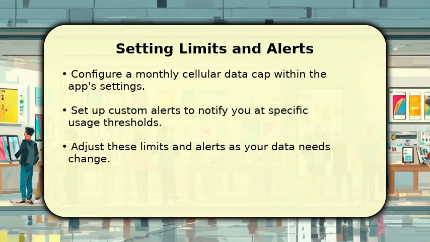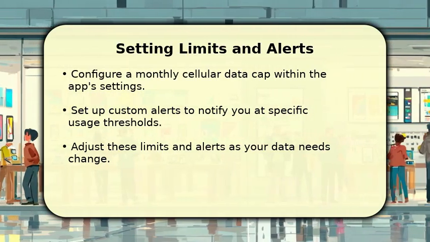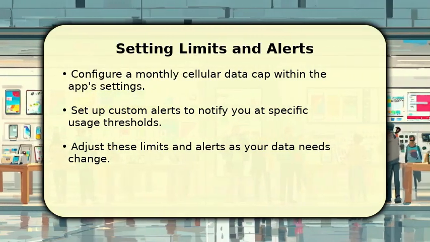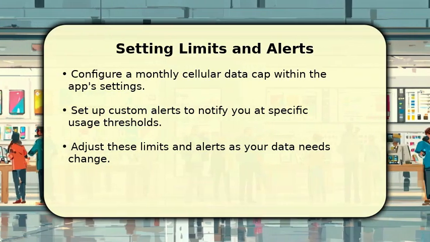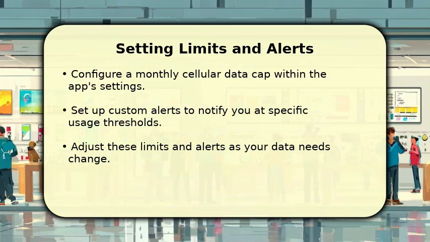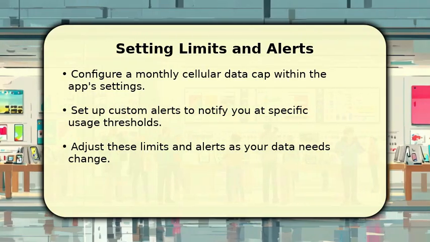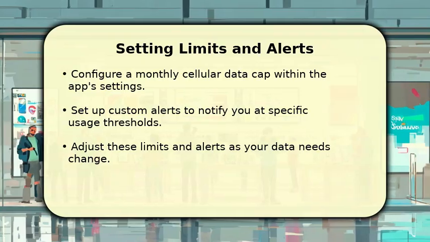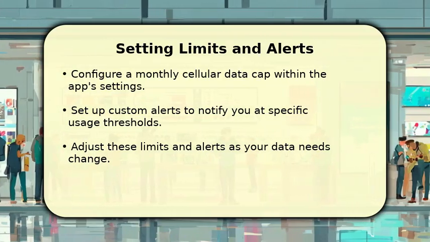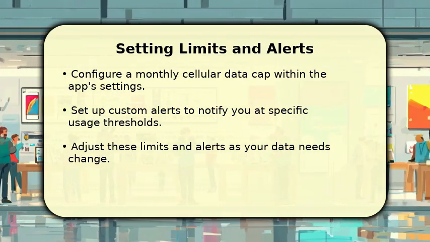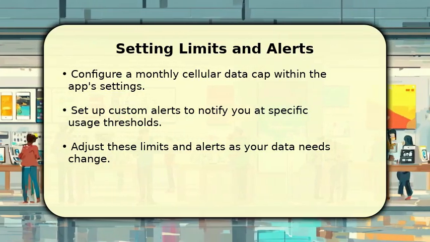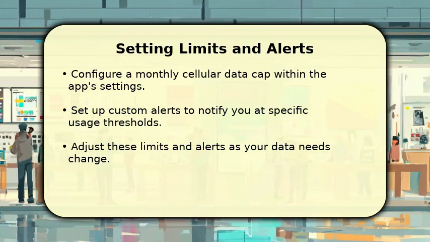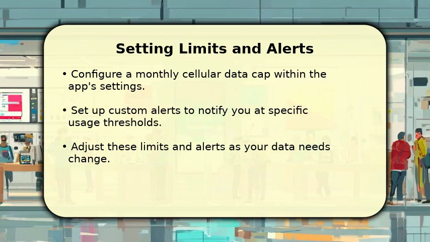A powerful feature of these apps is the ability to set custom data limits and alerts. Navigate to the Settings or Limits section within the app. Here, you can specify a monthly cellular data cap, for example, 5 gigabytes. Then, set up alerts to notify you when you've reached 50%, 75%, or 90% of your allowance. This proactive approach helps you stay within your plan and avoid costly extra charges.